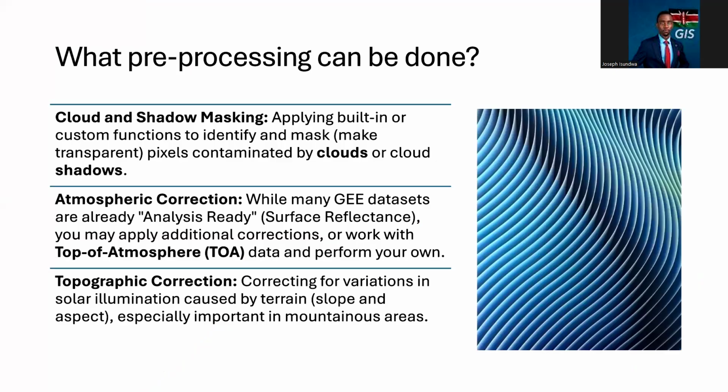So what are some of the processing that can be done in QGIS? Not QGIS, in Google Earth Engine. So pre-processing, first of all. What is pre-processing? Pre-processing, I can define it simply as preparing your data before you do whatever you want to do with it. So this is just preparing your data set before you analyze it or before you extract information. Some of the basic pre-processing that we do is cloud and shadow masking, atmospheric correction, and topographic correction, depending on what data set we are using.